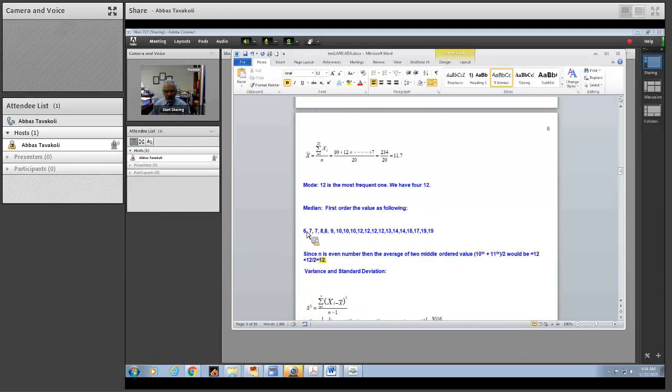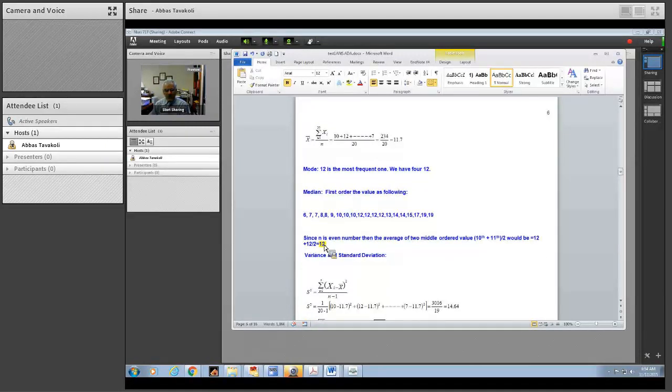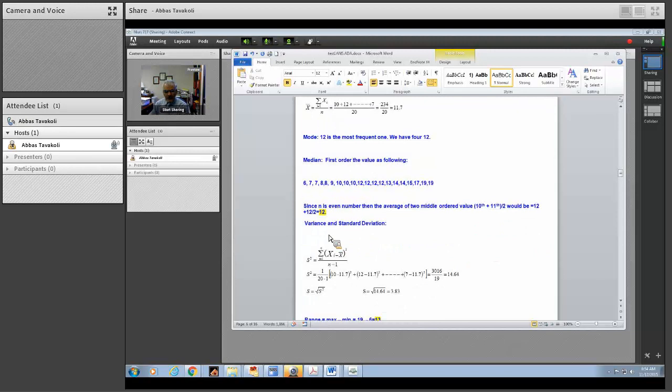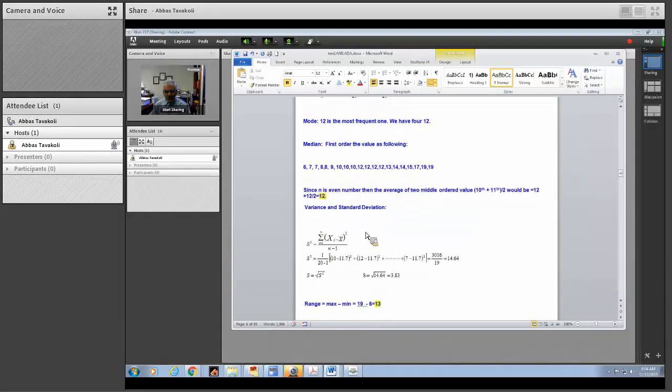And for the median, first you order all the values you have. The lowest is 6, going up to 19, the highest. Because our n is an even number, you take the middle values, the 10th and 11th, which would be 12. For the variance and standard deviation, you use the formula for variance, and when you calculate that, you get 14.64. The square root of that, 3.83, is your standard deviation.